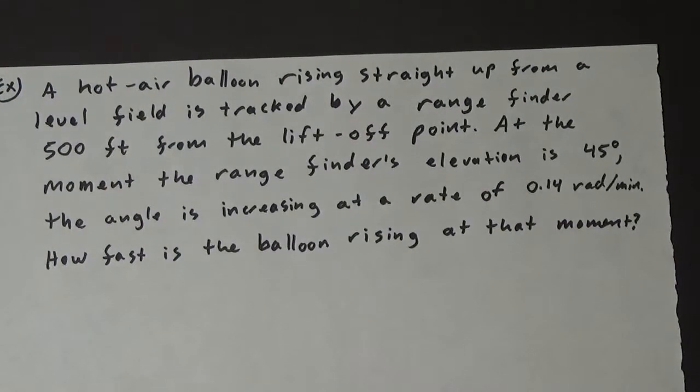So here's another example of a related rate problem. A hot air balloon rising straight up from a level field is tracked by a rangefinder 500 feet from the liftoff point. At the moment the rangefinder's elevation is 45 degrees, the angle is increasing at a rate of 0.14 radians per minute. How fast is the balloon rising at that moment?